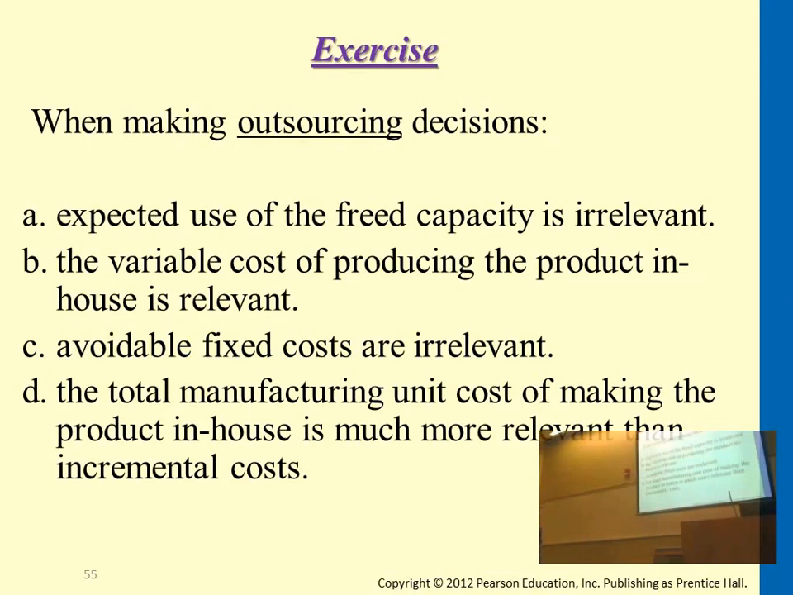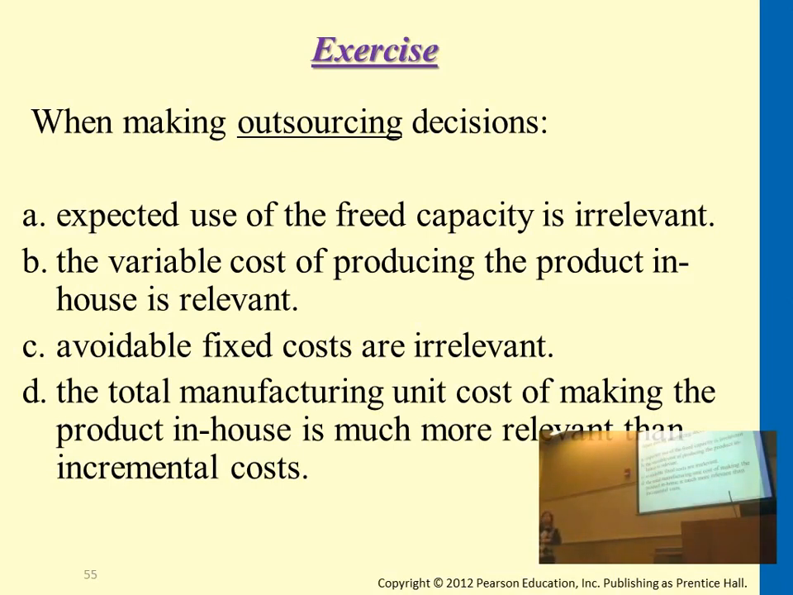Okay, now when making outsourcing decisions, which one seems important here? What is relevant? B, seems like a majority agrees on B, right? Variable cost of producing the product in-house is relevant. So what's the problem with A? Free capacity is relevant, it's usable sometimes for other products. Avoidable fixed costs are irrelevant.